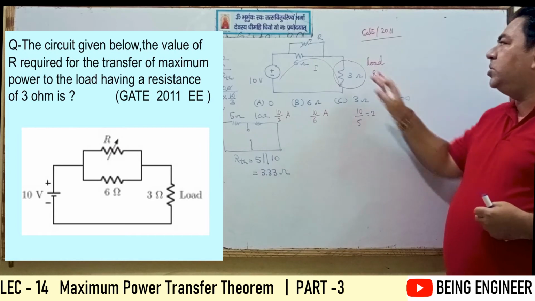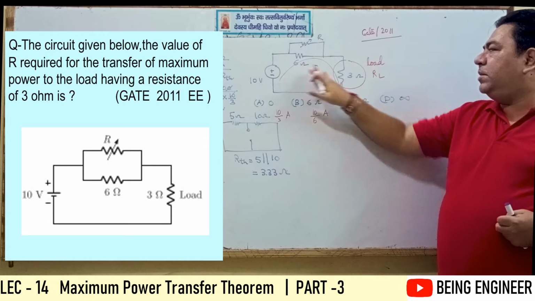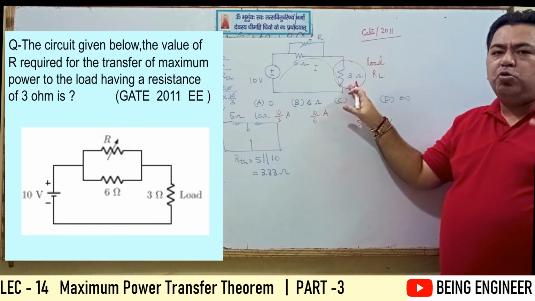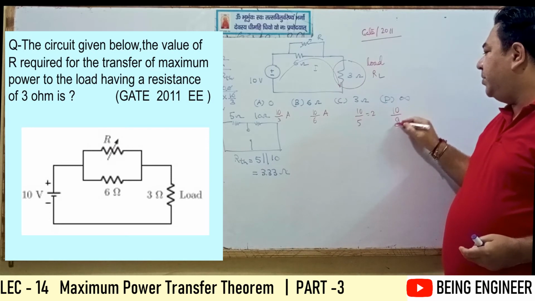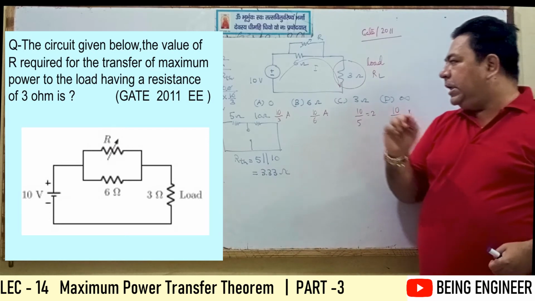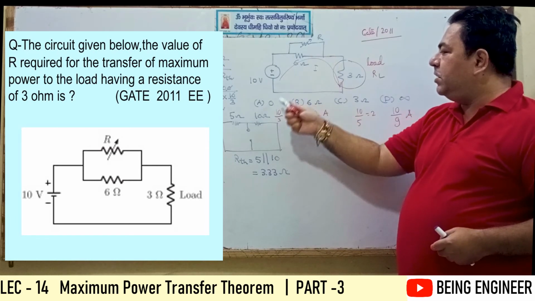If I take R is equal to infinite, it means it gets open circuited. Means 6 and 3 are in series. The total equivalent resistance is 9. So what is the net current? 10 by 9 ampere.